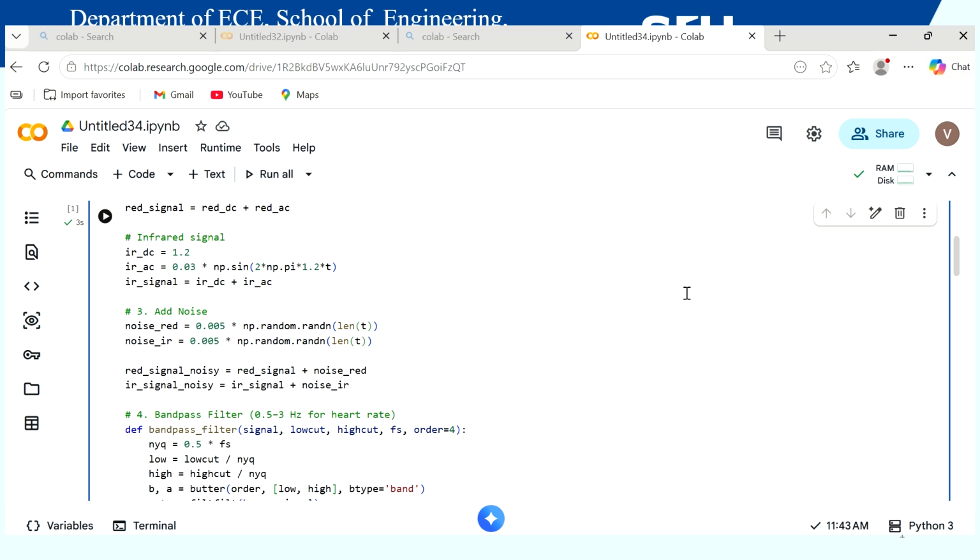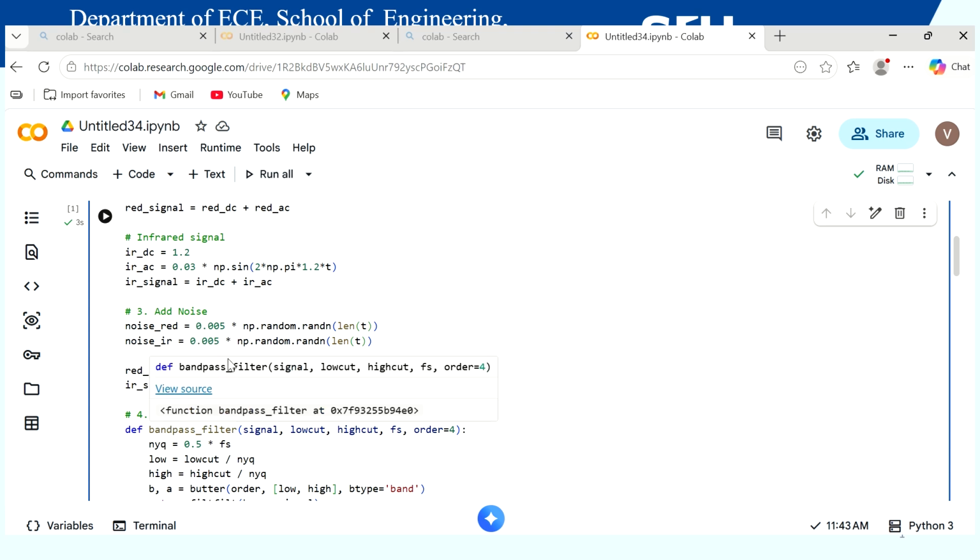red_signal_noisy is equal to red_signal plus noise_red. So the signal together with the noise will be taken as input. That is why we are adding the noise. In the same way, IR_signal_noisy is equal to IR_signal plus noise_IR. Now the signals look more realistic.